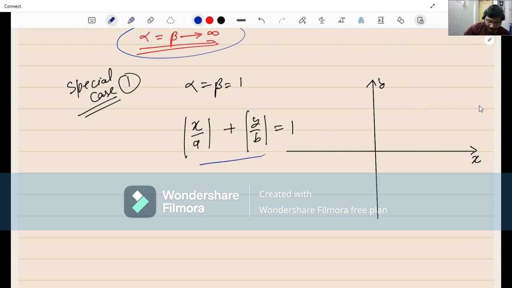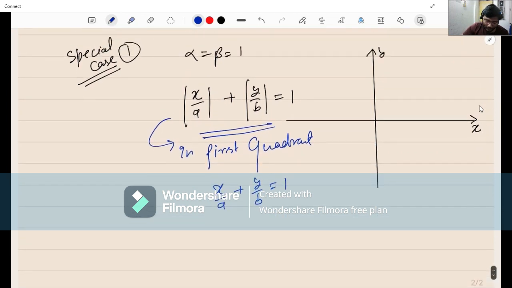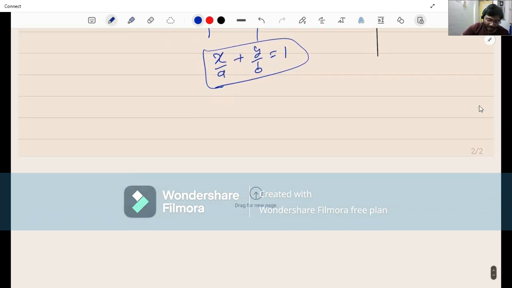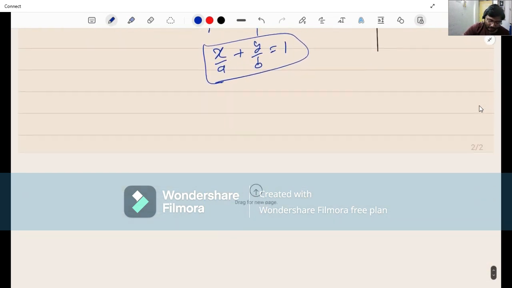Since here the power of x and y are 1, it means that it is a straight line. Fine. And in the first quadrant, we already know that x and y are positive. So let's write this equation in the first quadrant. In the first quadrant, this equation will look like this. Fine. So you can arrange this equation.